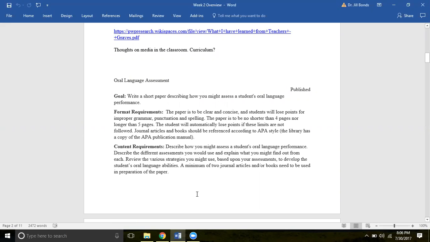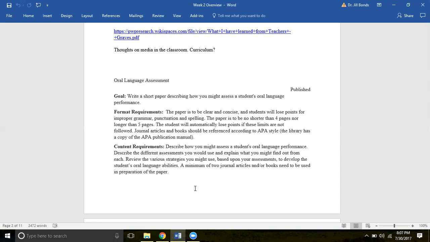Once again, the next assignment is going to be the oral language assessment. The goal of this paper is to write a short paper describing how you might assess a student's oral language performance. The paper is to be clear and concise, and students will lose points for improper grammar, punctuation, and spelling. The paper is to be no shorter than 4 pages, no longer than 5 pages, and the student will automatically lose points if these limits are not followed. Everything should be in APA style.